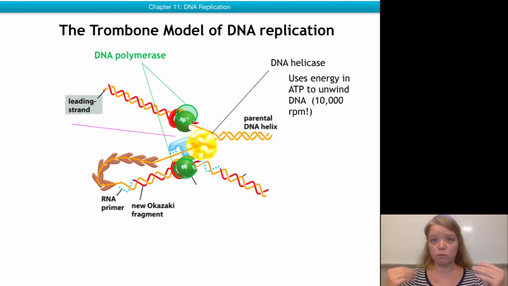So first of all, you need a DNA helicase. In fact, when you initiate DNA replication, that's one of the first enzymes to be recruited to the origin of replication sites inside DNA. It works really fast. It unwinds DNA at 10,000 rotations per minute. And it produces two single-stranded DNA strands. One of them is the leading strand right here, and then the lagging strand right there.